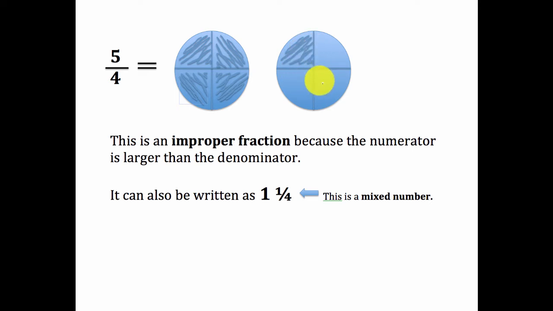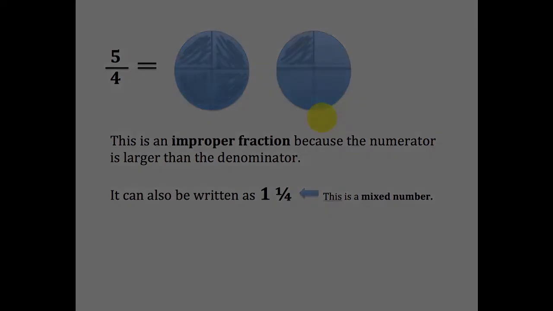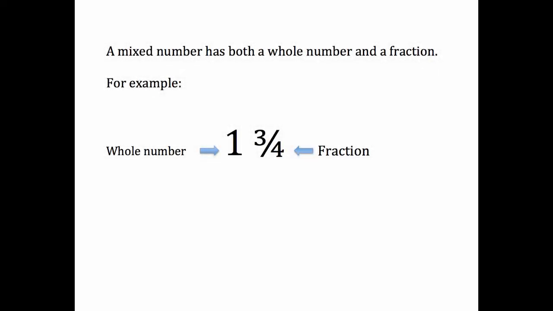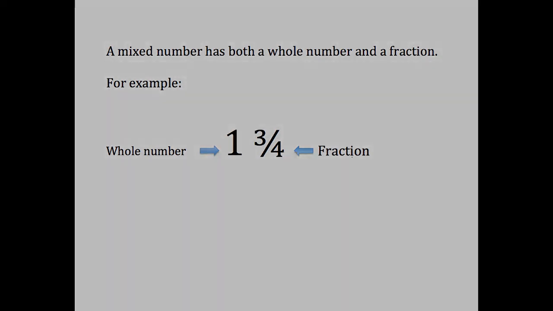So I can call this either 1 and 1/4 or 5/4. One is called an improper fraction, 5/4, and the other is a mixed number, 1 and 1/4. Here we have just another example of a mixed number, 1 and 3/4. So 1 is our whole number, and 3/4 is our fraction.